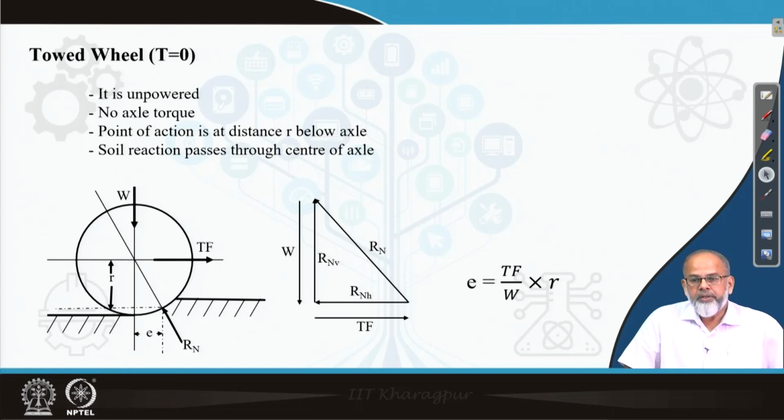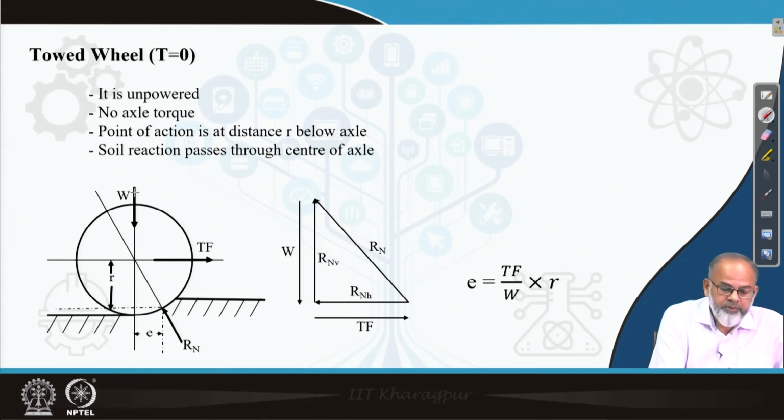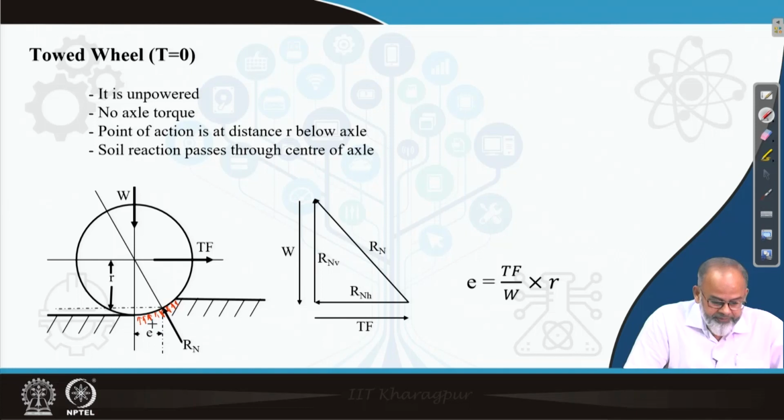Now when you consider a towed wheel, the simplest thing is there is no torque. Torque is equal to 0 and it is unpowered. So no axial torque. There will be soil reaction. Weight will be coming on the wheel. Weight is denoted as W. So W is acting, then corresponding to W there will be soil reaction at the interface. The resultant of the soil reactions at the interface is denoted as Rn.